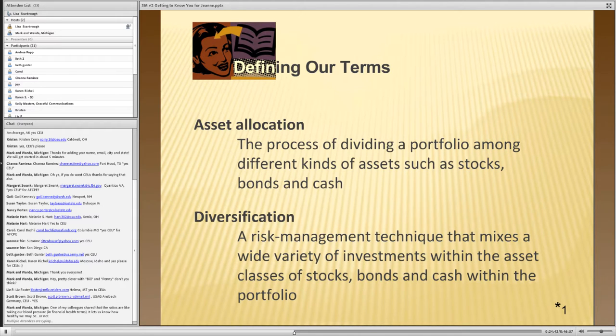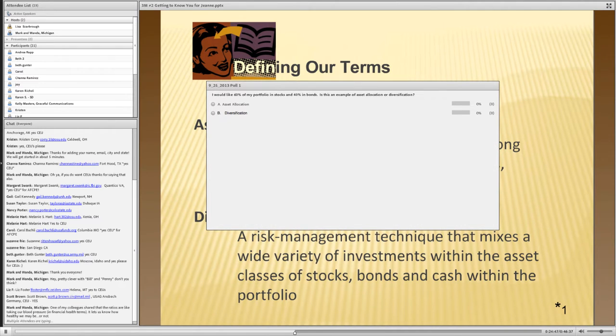All right, we have a question coming up, and let's take a poll. I would like 60% of my portfolio in stocks and 40% in bonds. Is this an example of asset allocation or of diversification?